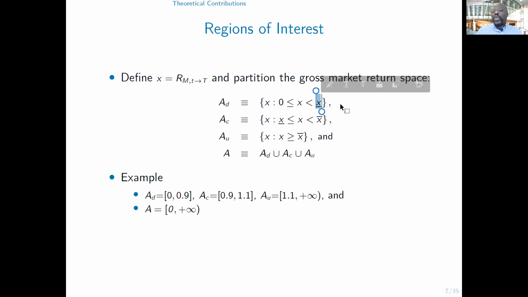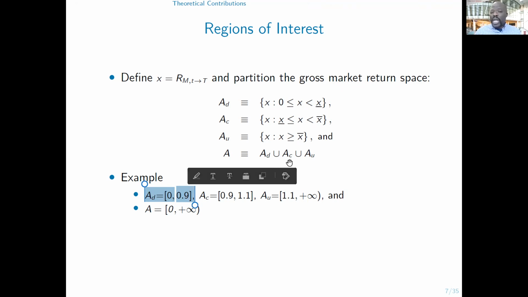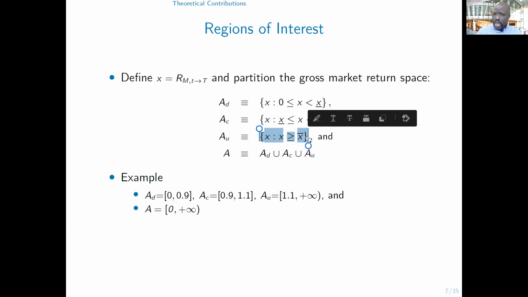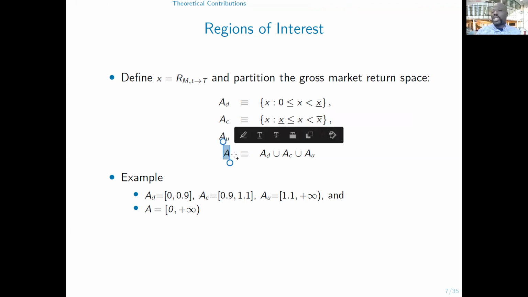And for example, we could use AD equal to this interval, which means that the net return is below minus 10%, right? AC is the region that is the center of the return distribution, so we have to define the cutoffs, lower bound and upper bound. And AU represents the right tail of the return distribution. X bar here is the cutoff in the right tail. These three sets, AD, AC, and AU, are disjoint. And A here is more like the positive real line.